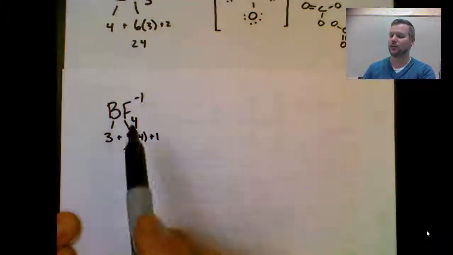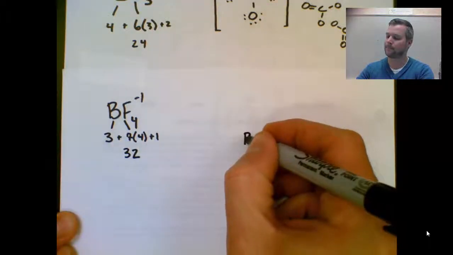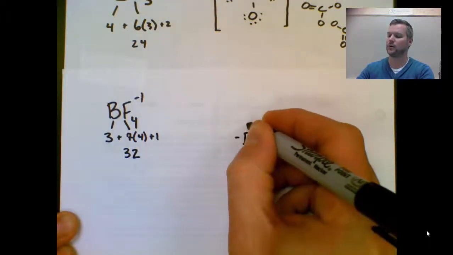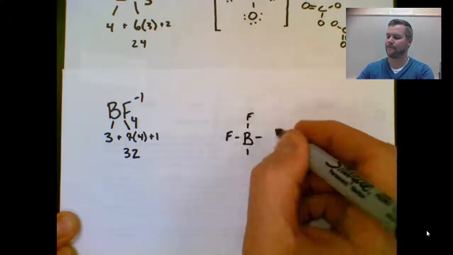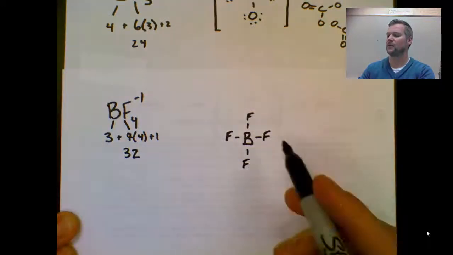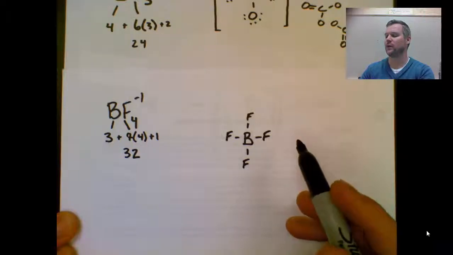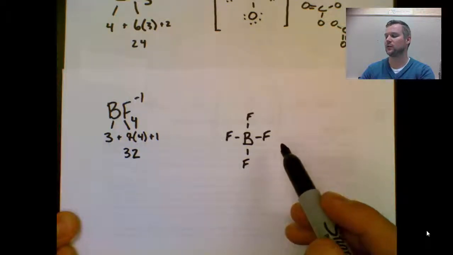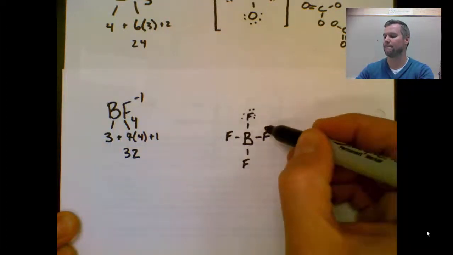Central atom, it's not going to be fluorine because that's the most electronegative, so it's going to be boron. Connect the 4 remaining fluorines. I've used 8 electrons, 2, 4, 6, 8. 32 minus 8 is 24. 6 goes into 24 4 times, and there's 4 fluorines, so that's good, because each fluorine needs 6 more.